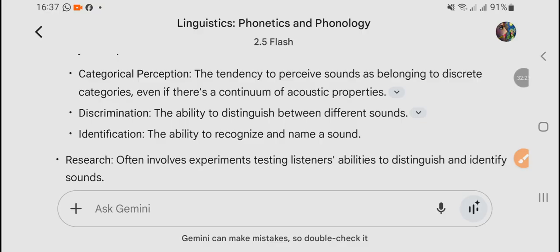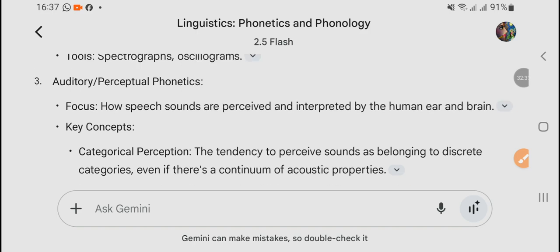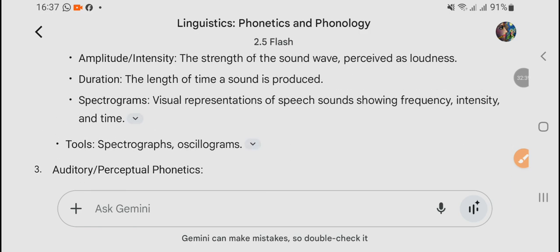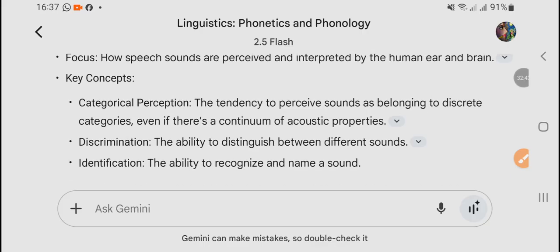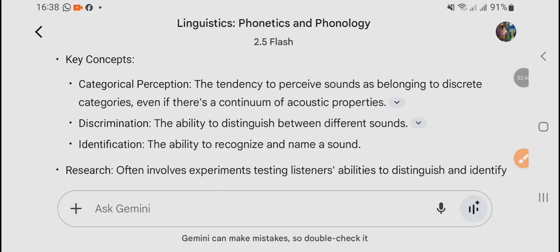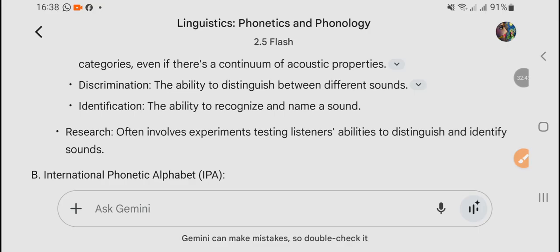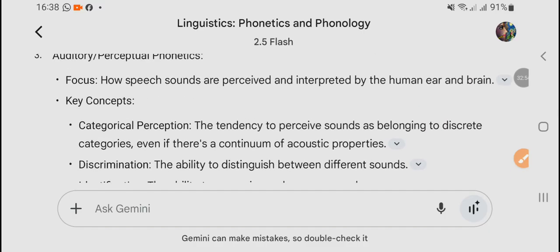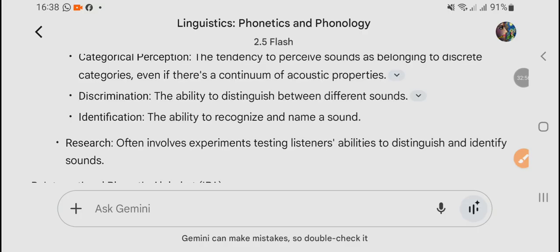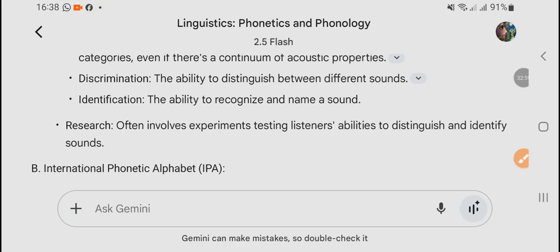And category, even if there is a continuum of acoustic properties, that is what we have seen here, the study where we listen. Sometimes bias, sometimes awareness, that matters, and that study comes under this category, which is auditory or perceptual phonetics. Discrimination: the ability to distinguish between different sounds.